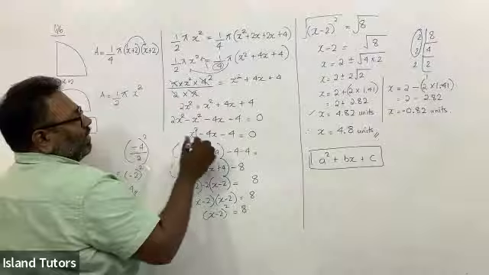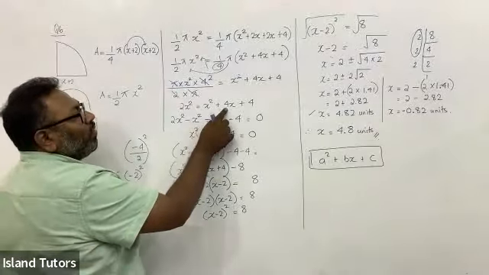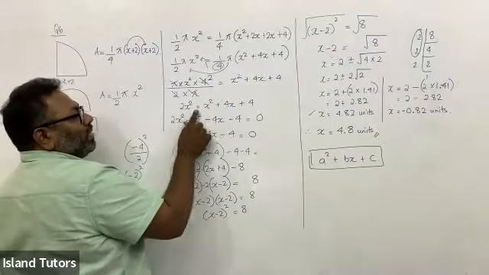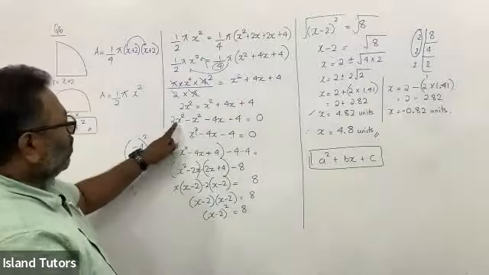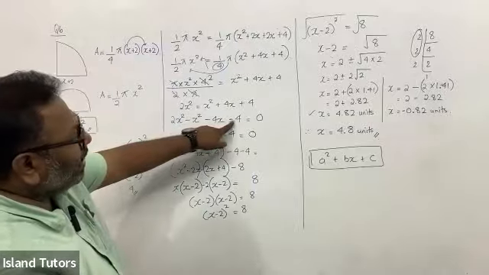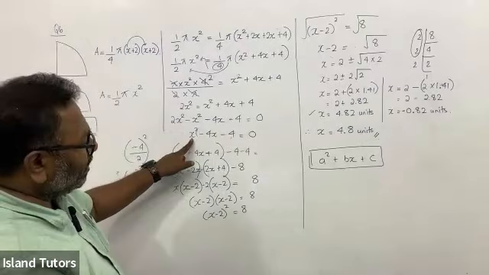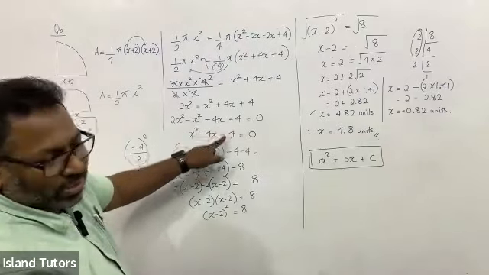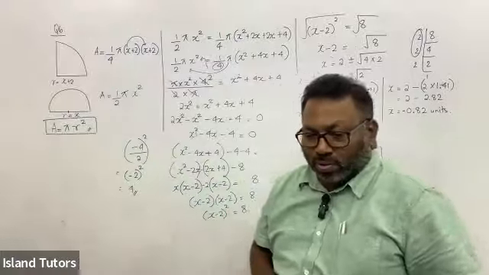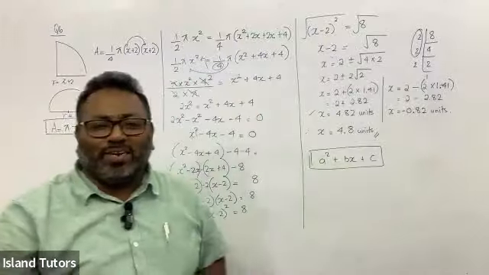Took everything to this side. So x squared when it comes to this side is minus x squared, plus 4x when it comes to this side is minus 4x, plus 4 when it comes to this side is minus 4. 2x squared minus x squared minus 4x minus 4 is equal to 0. So 2x squared minus x squared is x squared minus 4x minus 4. Minus 4 over 2 squared. So that's how you have to do the squaring method now.